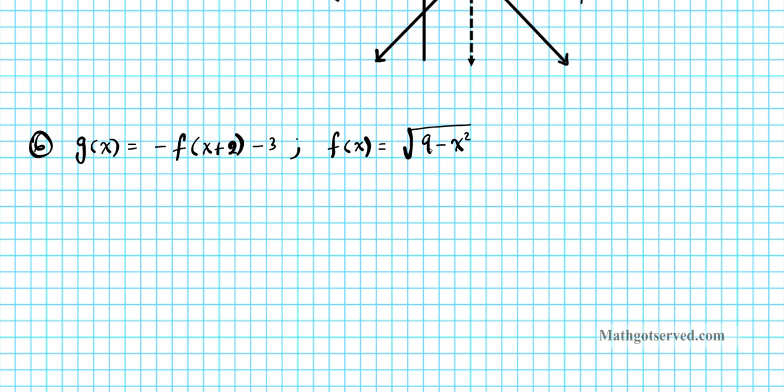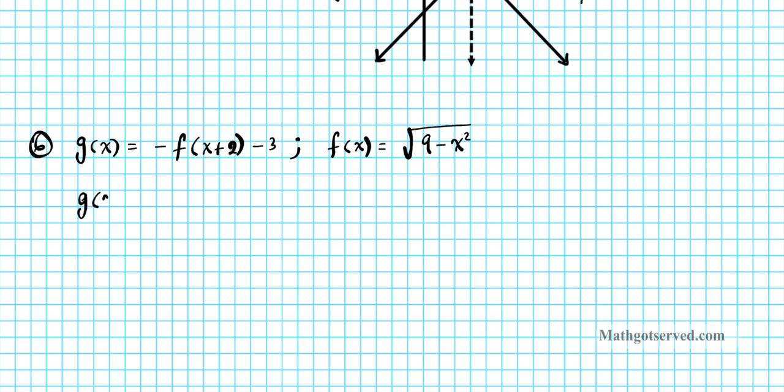This function right here might look unfamiliar, but it is a function for a semicircle. The upward semicircle, with a negative, will be the downward semicircle. So we're going to be translating a semicircle with radius 3 using this criteria right here. Let's determine what the composed function is first.